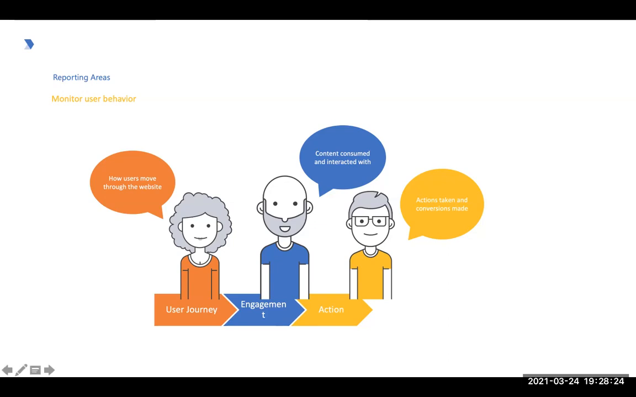Now we go a little bit more into the report in terms of the various parts. Report areas monitor user behavior: how users move through the website. We're looking at the user journey, the engagement, the action. Some of this is repetition, so I'll say it again: content consumed and interacted with, in other words, which pages they interacted with and what on the page they interacted with, and actions taken and conversions made. Did they enter anything into the cart? Did they fill out the form? Did they subscribe? Did they say they're going to attend an event? Whatever your KPI is.